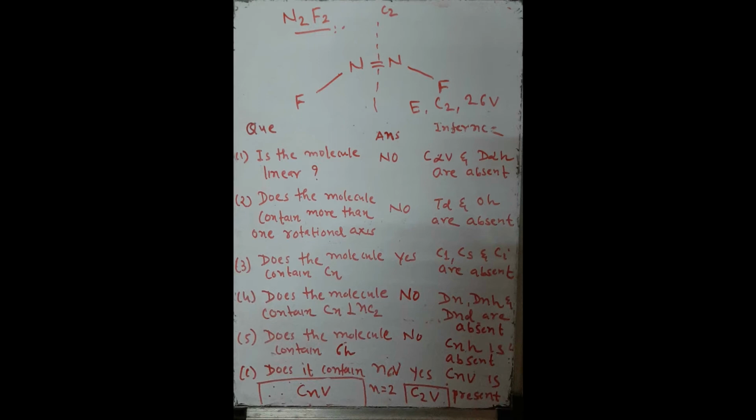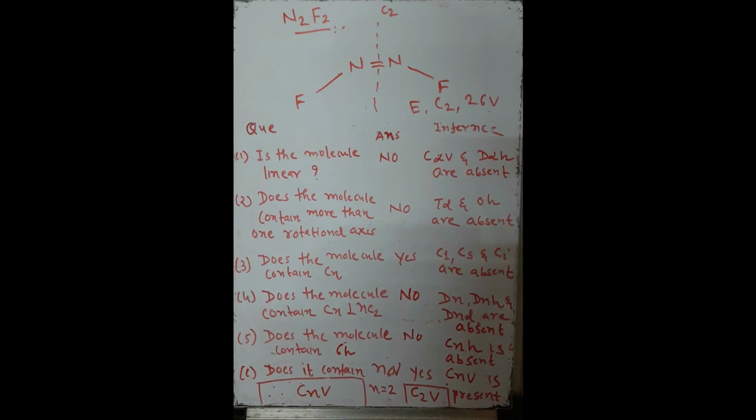Is the molecule linear? Answer is no, that means C infinity V and D infinity H are absent. Second question we are going to ask, does the molecule contain more than one rotational axis? Answer is no, that means tetrahedral and octahedral are absent. Third question, does the molecule contain Cn axis? Answer is yes, that means C1, Cs and Ci are absent. Does the molecule contain Cn perpendicular to nC2 axis? Answer is no, that means Dn, Dnh and Dnd are absent.